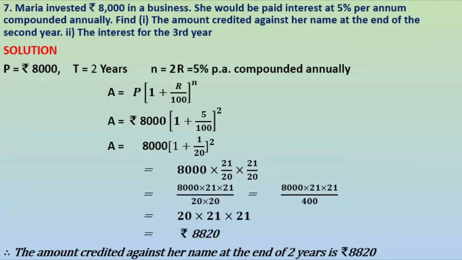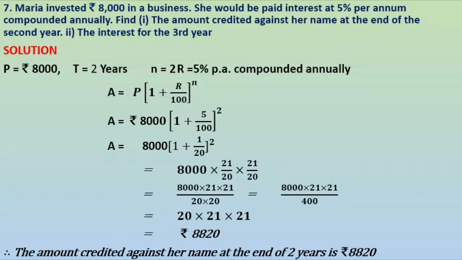Please go to the second part of the question, the interest for the third year. We found the amount credited at the second year, and now we can find the interest for the third year. So children, if you want to calculate only interest for the third year, we can easily get it by simple interest formula. While using simple interest formula, we have to take the principal as rupees 8,820. That is the amount credited against 2 years. That will become the principal for the next year.